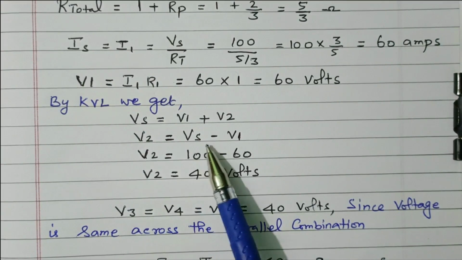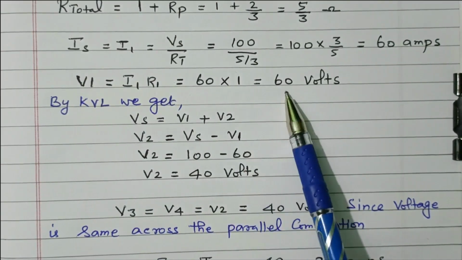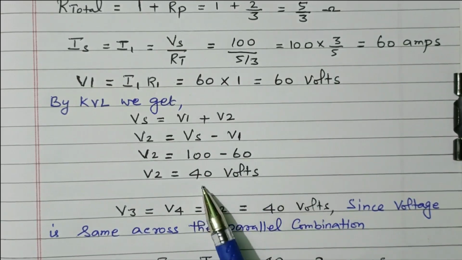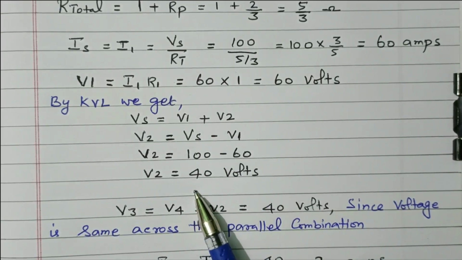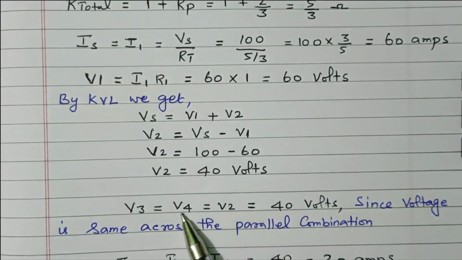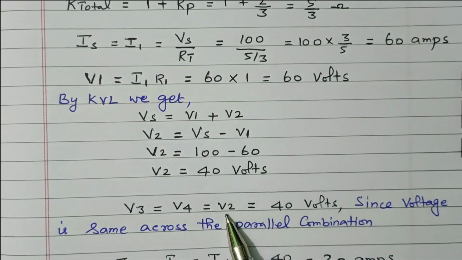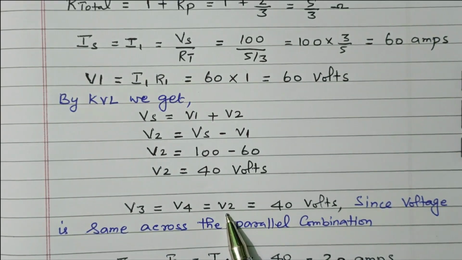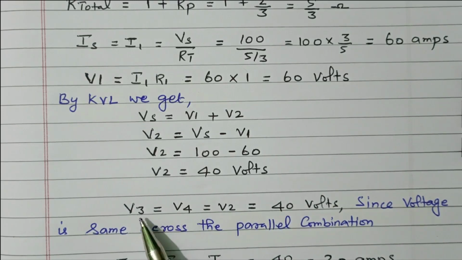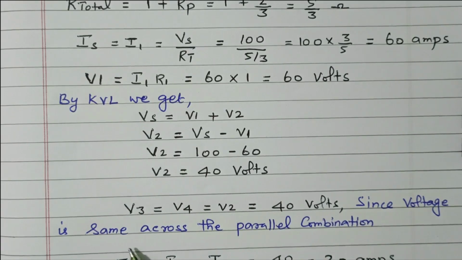From that, V2 equals Vs minus V1. Right? Vs is 100 volts. V1, what we calculated, is 60 volts. So 100 minus 60 is 40 volts, so V2 equals 40 volts. We know that V3, V4 and V2 are all equal. We already discussed that all the resistors are connected in parallel and the resistor values are equal. So the voltage drop across R2 is V2, which is equal to V3 and V4, the voltage drops across R3 and R4. All are 40 volts, since the voltage is the same across a parallel combination.